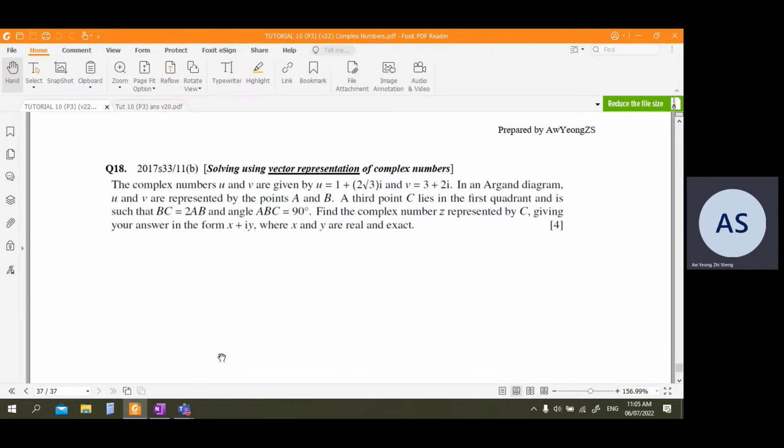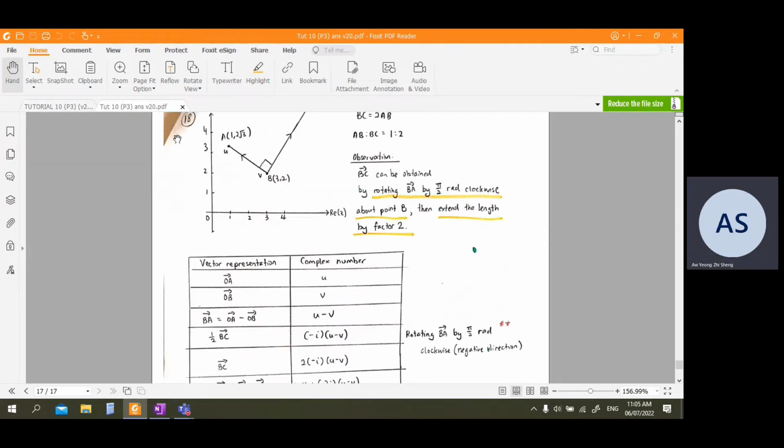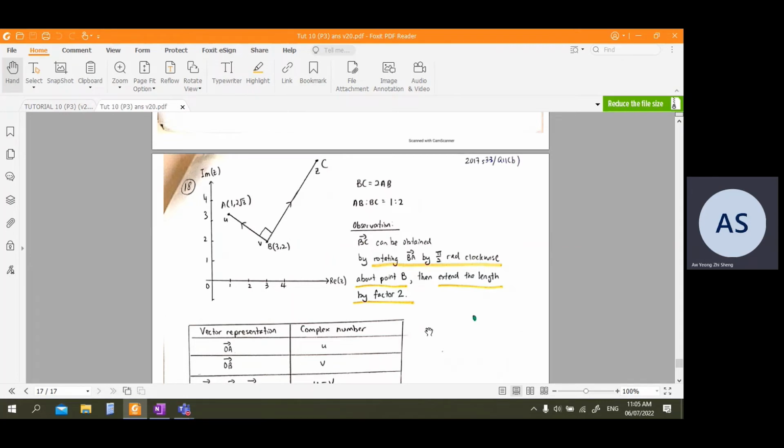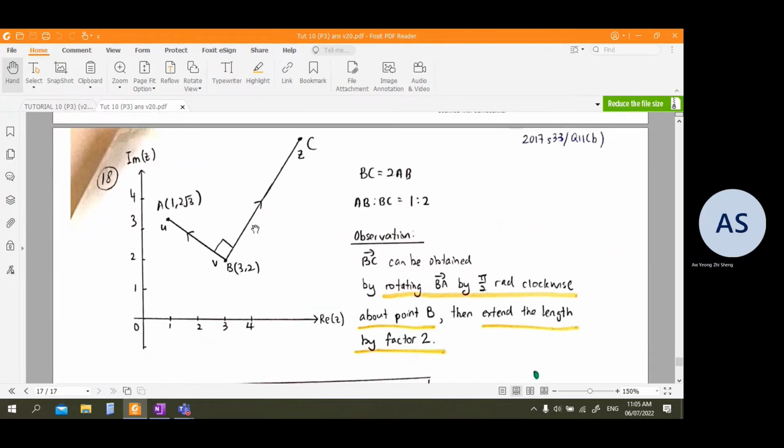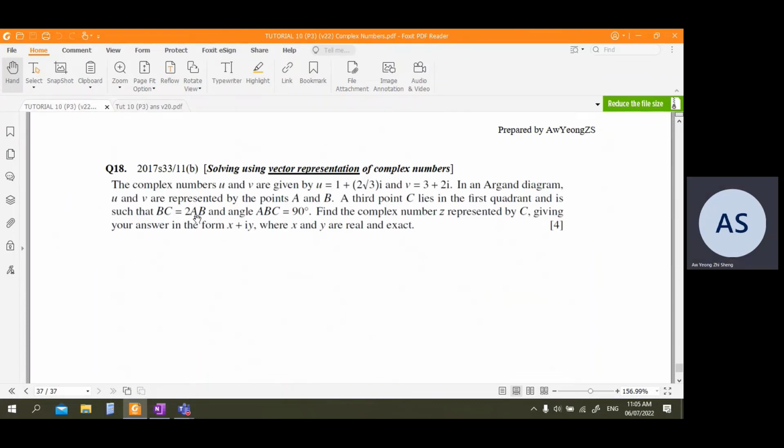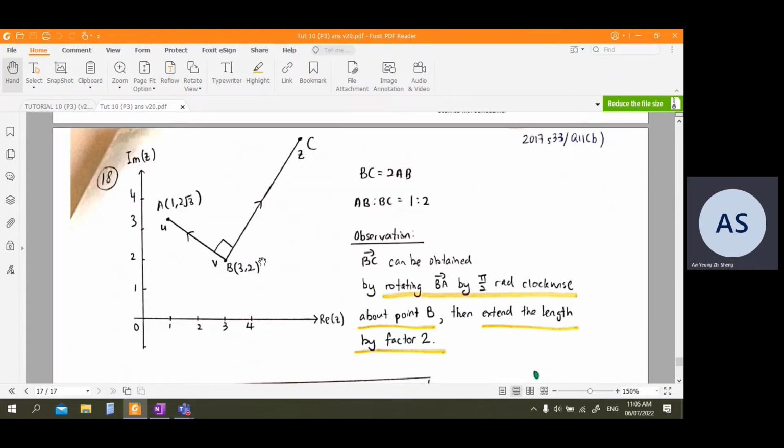Now I will show you the homework solution that I've already uploaded onto Google Drive. Right, this one. When you visualize the Argand diagram, it will look like this. And they give you a 90 degrees here. And they say BC is twice the length of AB. So BC is double the length of AB.